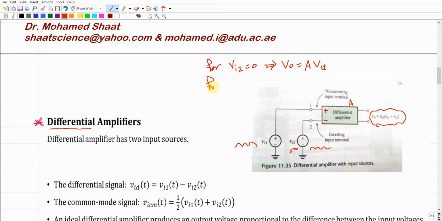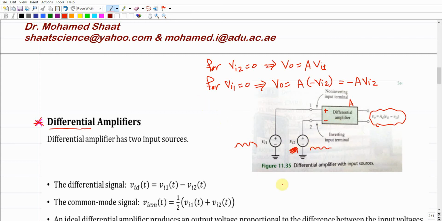But how about if we switch the situation? How about if we put a value on this one, but this VI1 will be 0. So the output signal will be A, the amplitude, times negative VI2. Why negative VI2? It gives us the negative of A times VI2. Why are we adding negative here? Because this VI2 will be inverted because of the negative terminal here.